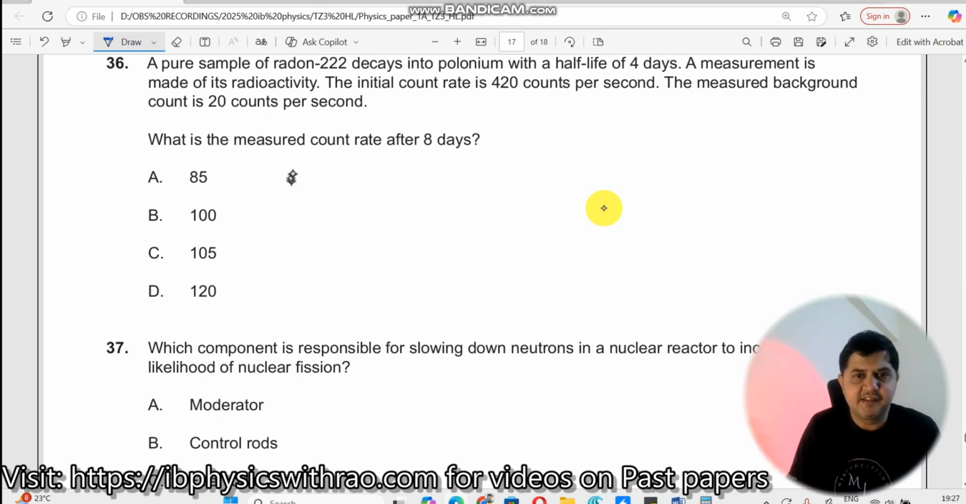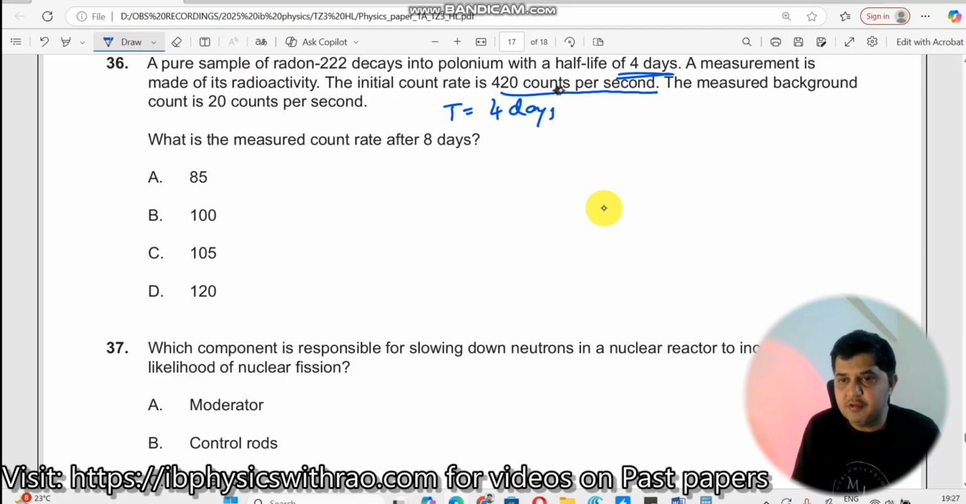Question number 36. A pure sample of radon-222 decays into polonium with a half-life of 4 days. Okay, so the half-life is given to you: T half is equal to 4 days. The measurement is made of its radioactivity. The initial count rate is 420 counts per second.